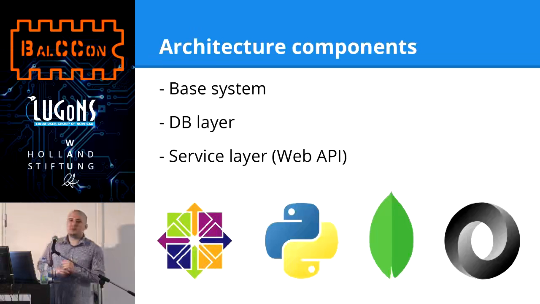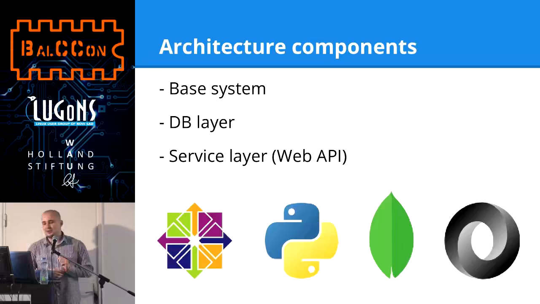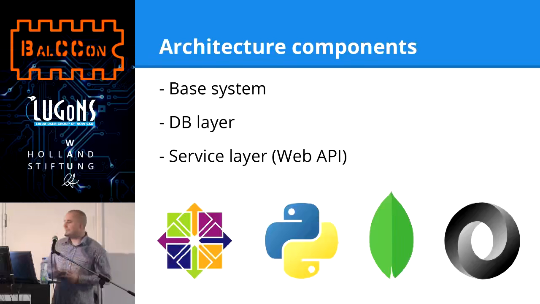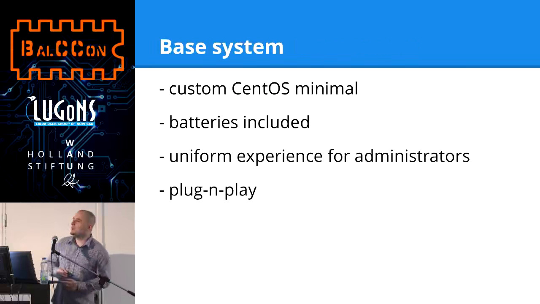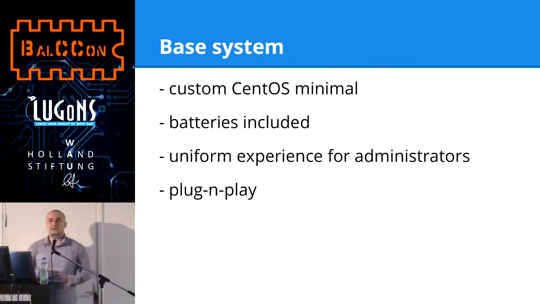This is an outline of the proposed architecture, and it consists of base system, database layer, and a service layer which communicates with the DB layer. For the base system, as you may have noticed, we used custom CentOS minimal distribution, which comes with all the batteries included. MongoDB is installed automatically. Your hard drive is partitioned automatically. I will show you that in a little while. All the custom services that we built are built in, and everything is up and running in no time.